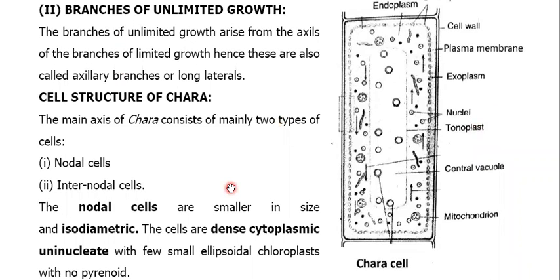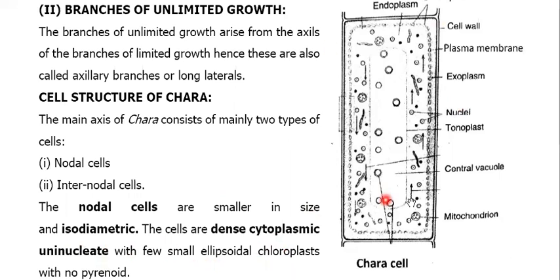In Chara, the main axis consists mainly of two types of cells, nodal cells and internodal cells. The nodal cells are smaller in size and isodiametric. The cells are dense, cytoplasmic, uninucleate, with few small ellipsoidal chloroplasts and no pyrenoid.